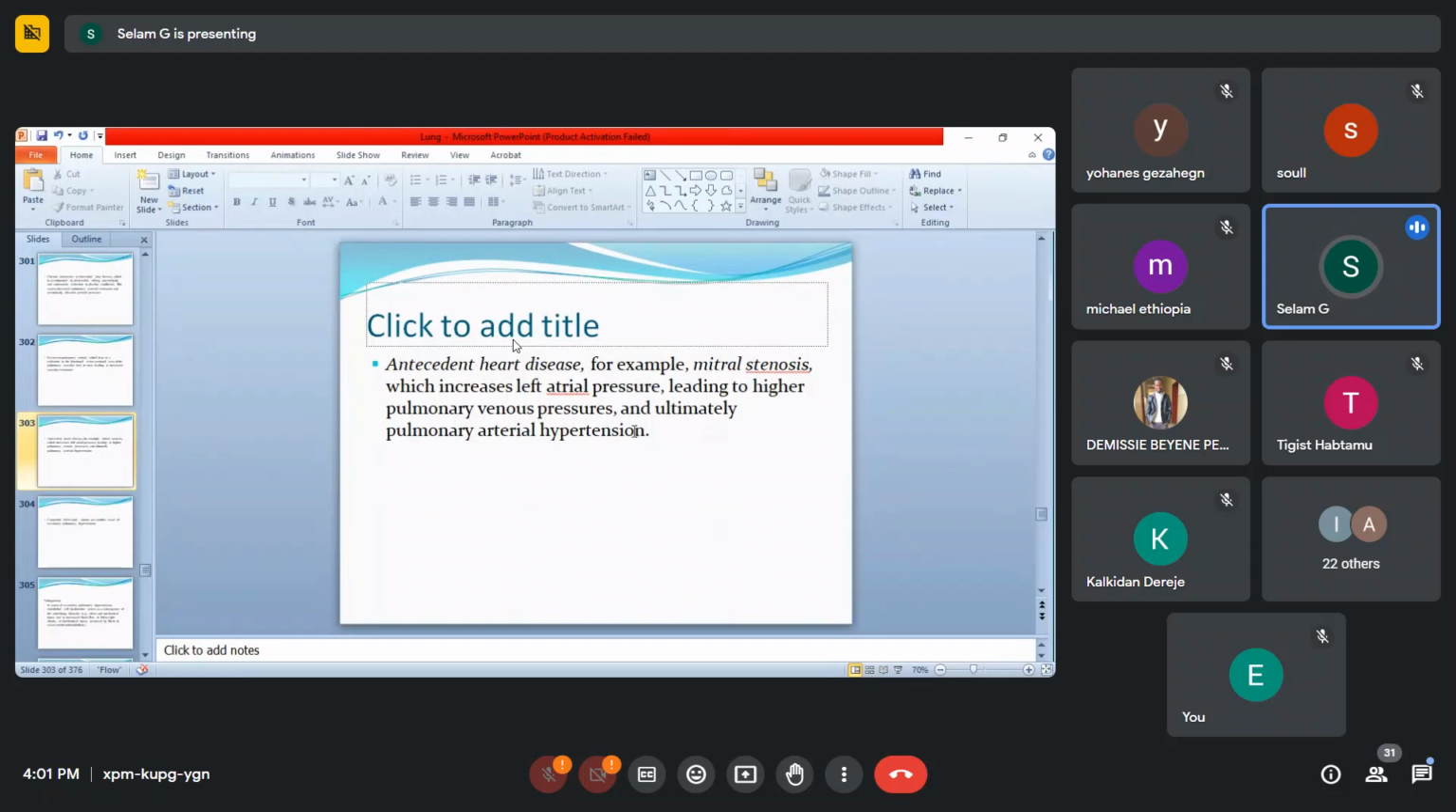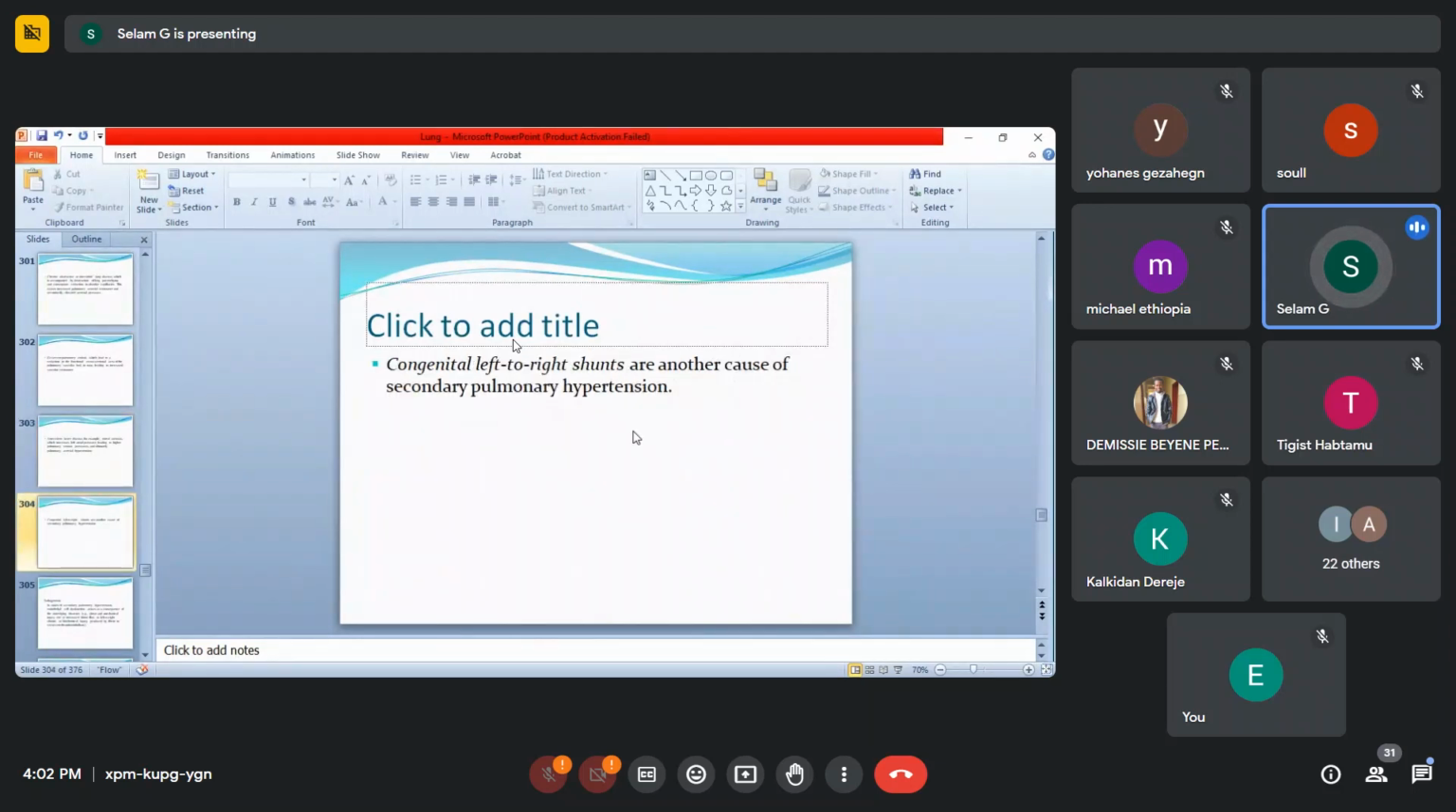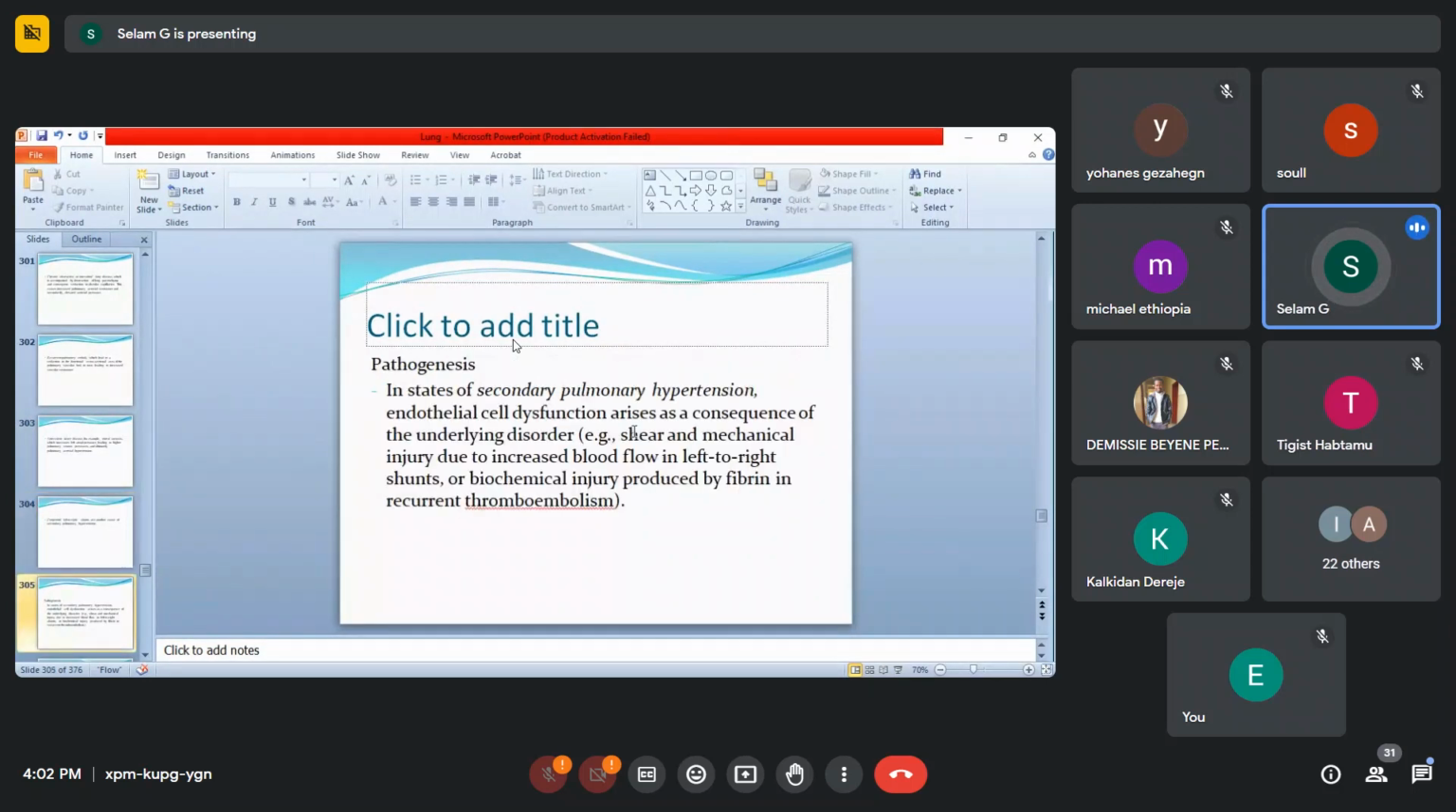Antecedent heart disease, for example valvular stenosis. You have been taking lectures on the cardiovascular system. So mitral stenosis increases the left atrial pressure, leading to higher pulmonary venous pressure backwards and ultimately pulmonary arterial hypertension. It does this because it has to protect the lung from flooding or from being overwhelmed by the degree of blood being sequestered in it. Congenital left to right shunts are another cause of secondary pulmonary hypertension.